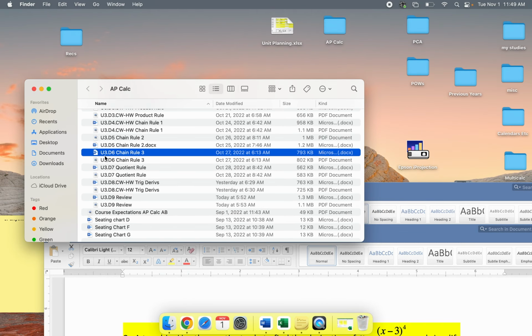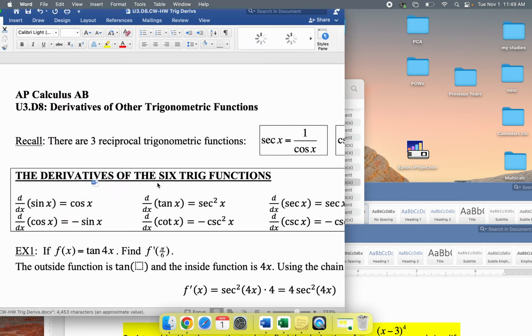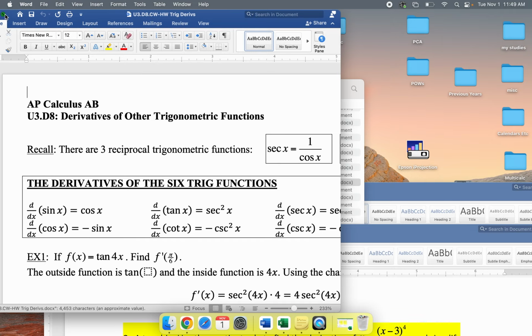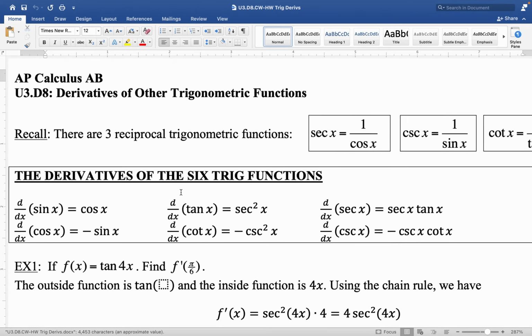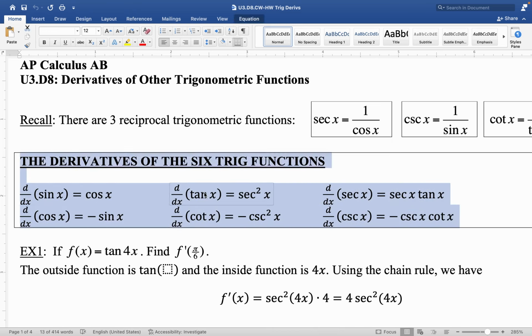Let's move on to day 8. So this is where you should be taking notes. Day 8, we are really just going to summarize the trig derivatives that we learned last time and do some practice. So I'm going to go ahead and open up the worksheet now. So first of all, what you should be copying into your notebook and the notes that I want you to take is basically this right here.